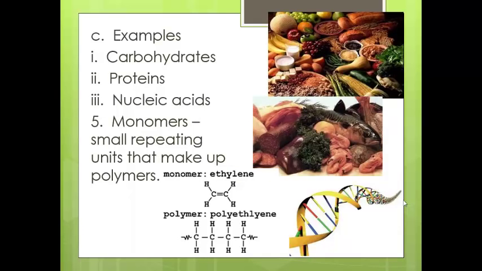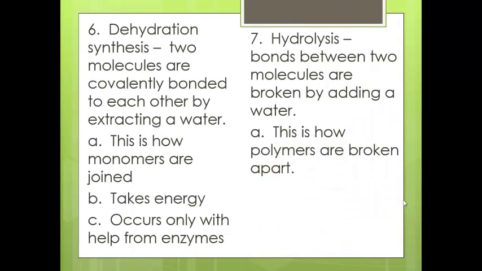Now, as far as the examples of our 4 that are polymers, they would be carbohydrates, proteins, and nucleic acids. Each one of those 3 is made up of one repeating unit that repeats itself over and over and over again. We'll talk about each one when we talk about carbs. We'll talk about what its monomer is, and proteins have a different monomer than carbohydrates do, so each one has something different. We'll talk about them when we get into more detail with each one.